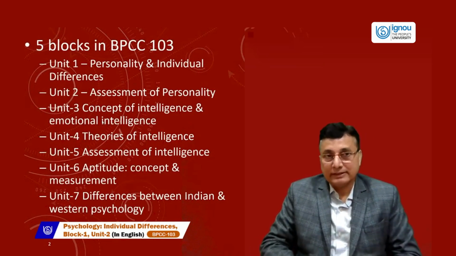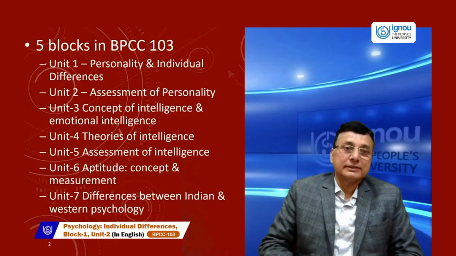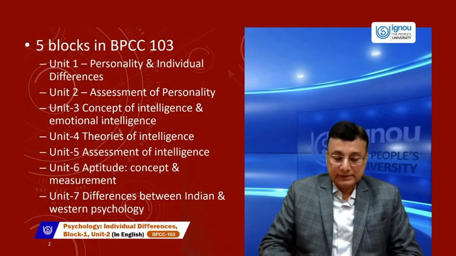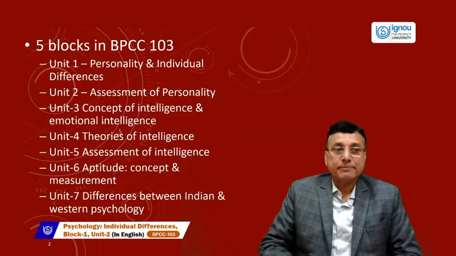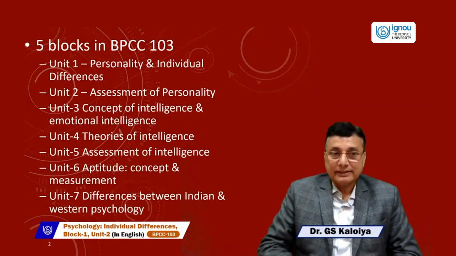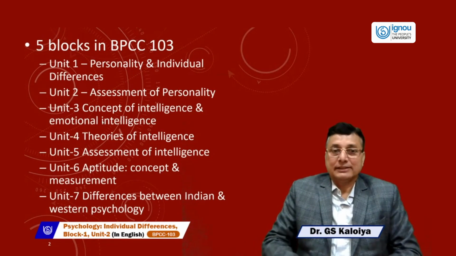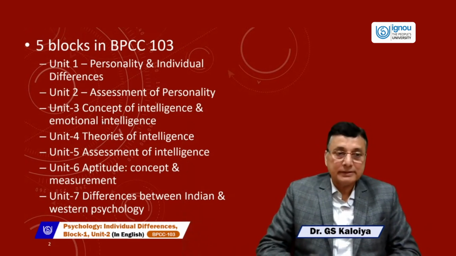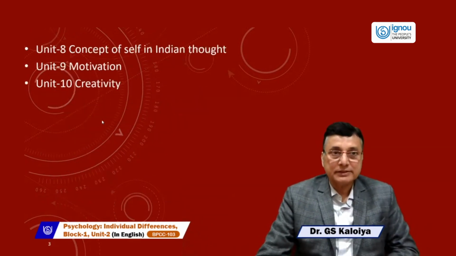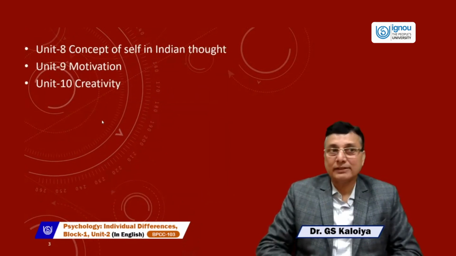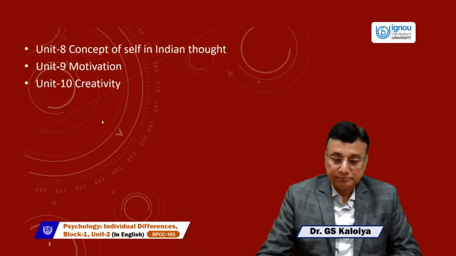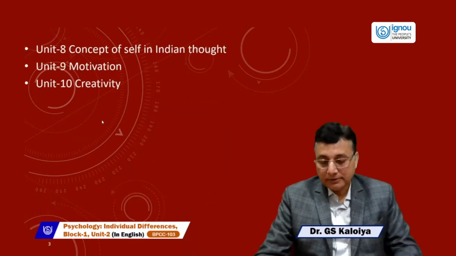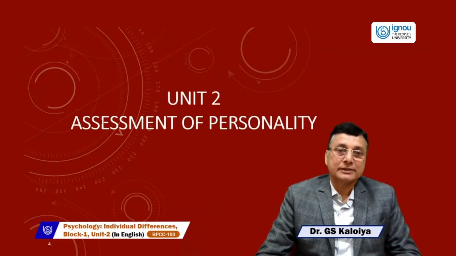One part we discussed in our last class, and Unit 2, that is assessment of personality, we are going to discuss today only. Unit 3, concepts of intelligence and emotional intelligence, and the theories of intelligence, we are going to discuss in our next class. And Unit 5 is assessment of intelligence, aptitude concepts and measurement, differences between Indian and Western psychology, concepts of self and Indian thoughts, motivation, creativity. All these units will be covered within 5 to 6 classes.